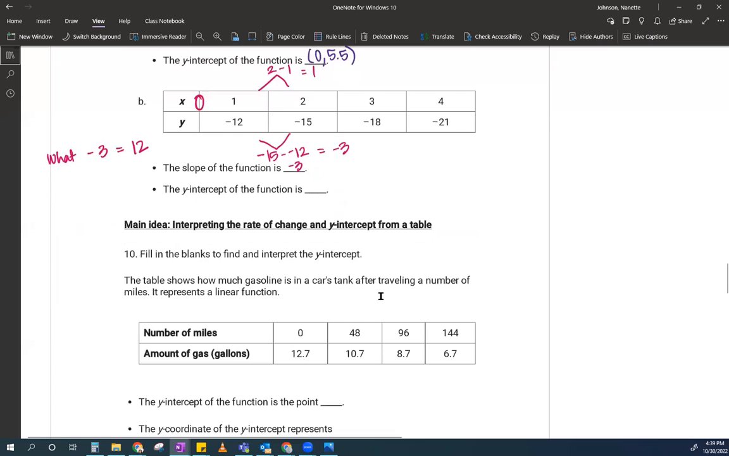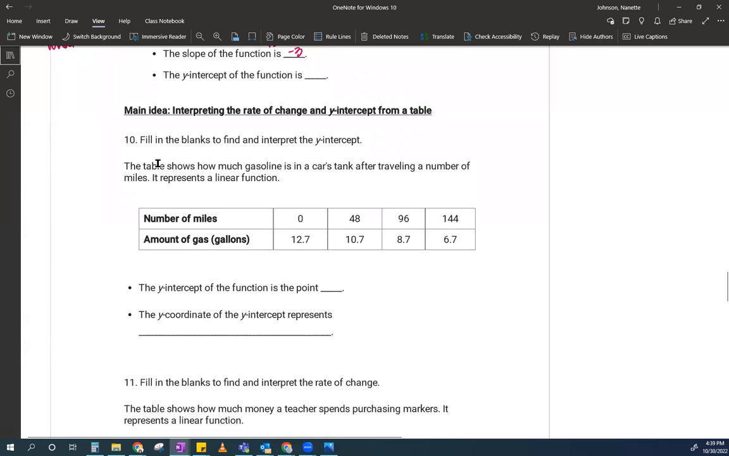Okay, and I'll let that catch up to you as well. And then it says, so fill in the blanks and interpret the y-intercept. The table shows how much gasoline is in a car's tank after traveling a number of miles. It represents a linear function. So the y-intercept of the function is what? So what does y-intercept mean again? Oh, it means when x is equal to 0. So that means it's the point (0, 12.7), right?